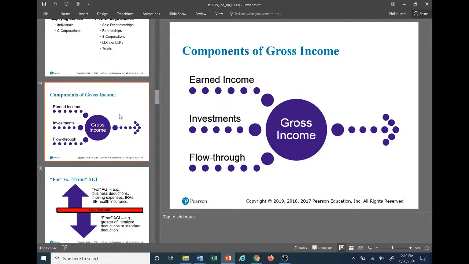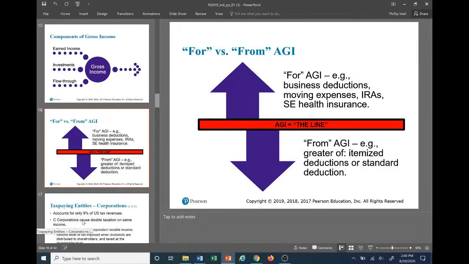This is important to know what comprises gross income, what the components of it are. So know that it's earned income, investments, and flow throughs. That's not bad. Obviously, the AGI being the line, just know that anything above it is for AGI, anything below it is from AGI. We'll get into whatever the components of what is for and what's from later on in the course. Just know now that AGI is the line, and anything above it is for it, anything below it is from it.